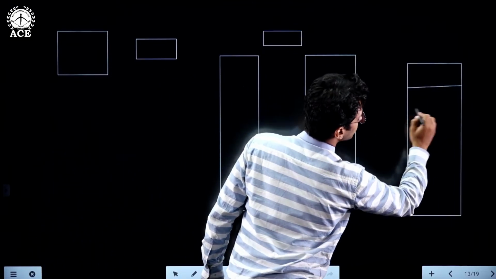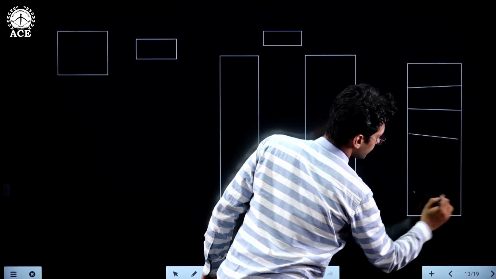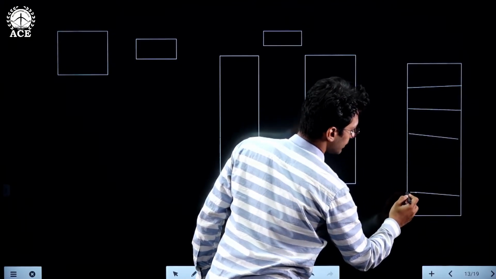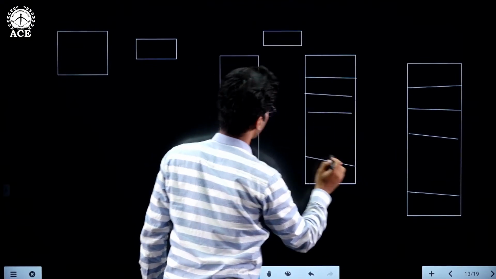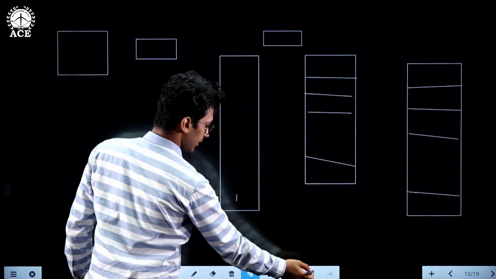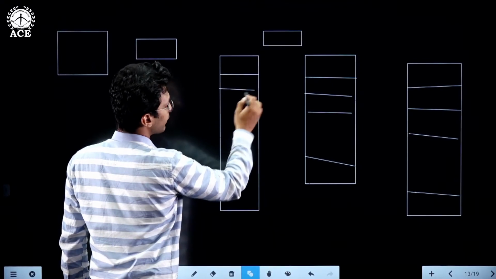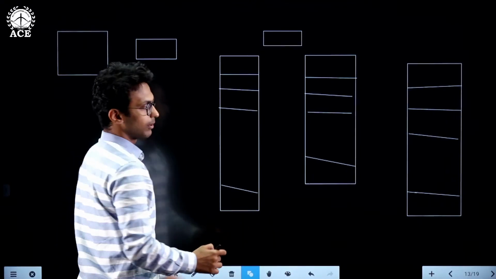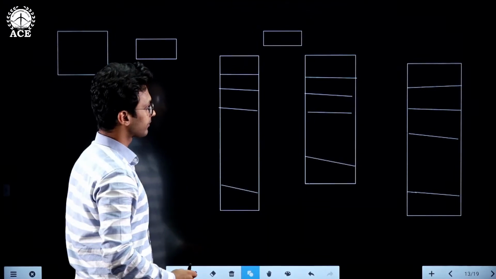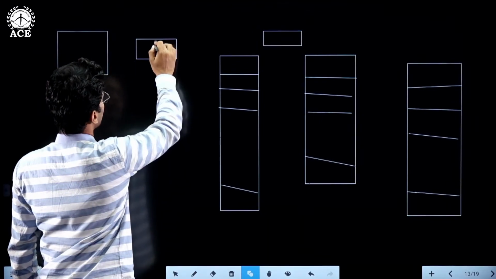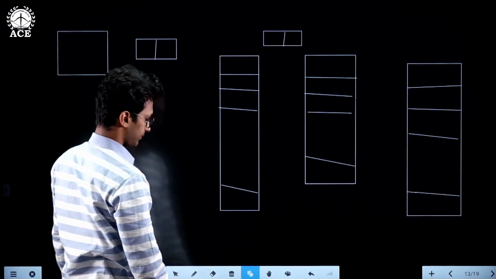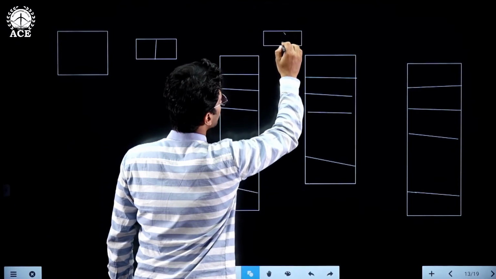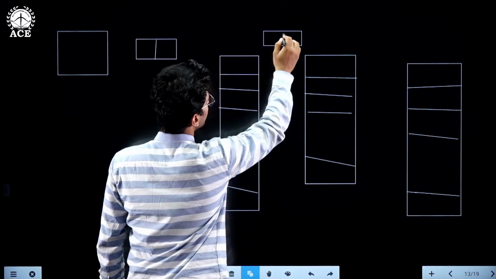So if you observe this one, this is the logical address space. The logical address space is divided into what? Pages. The physical address space is divided into what? Frames. This is the page table. The number of entries in the page table is equivalent to what? The number of pages in the logical address space. Done. Okay.